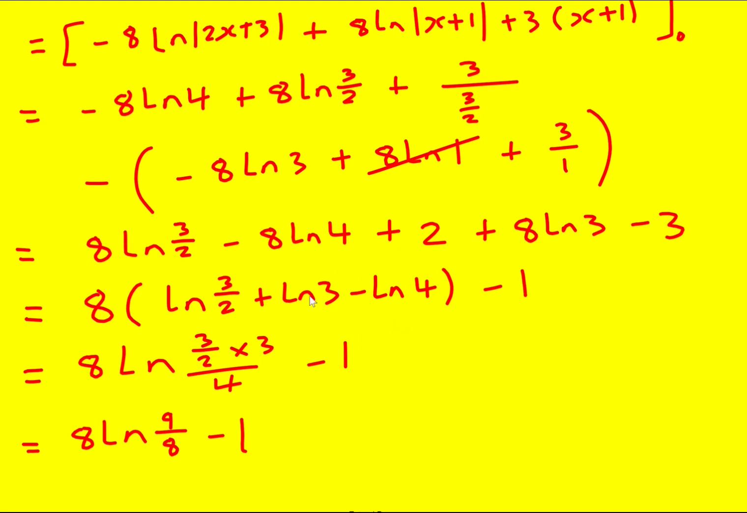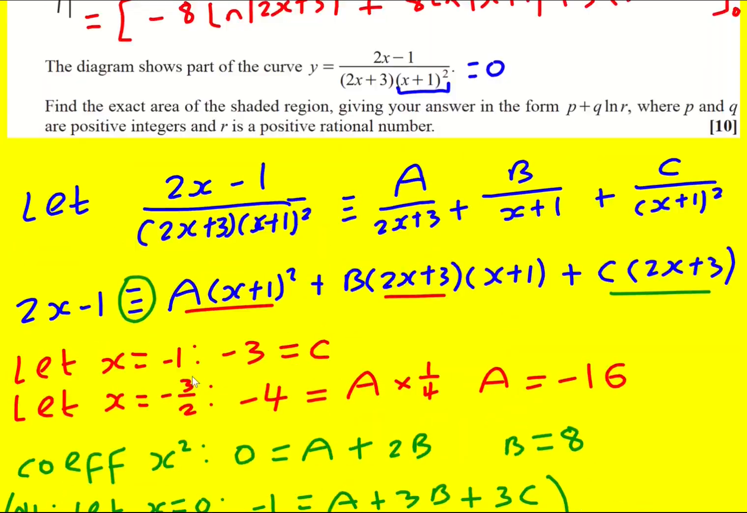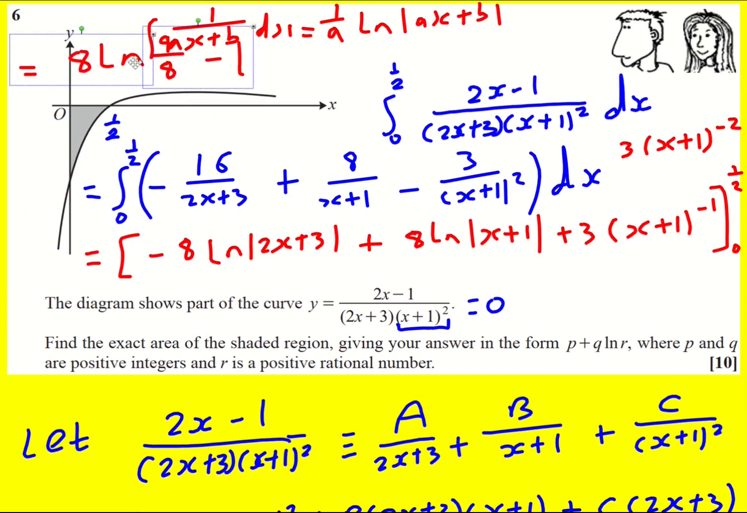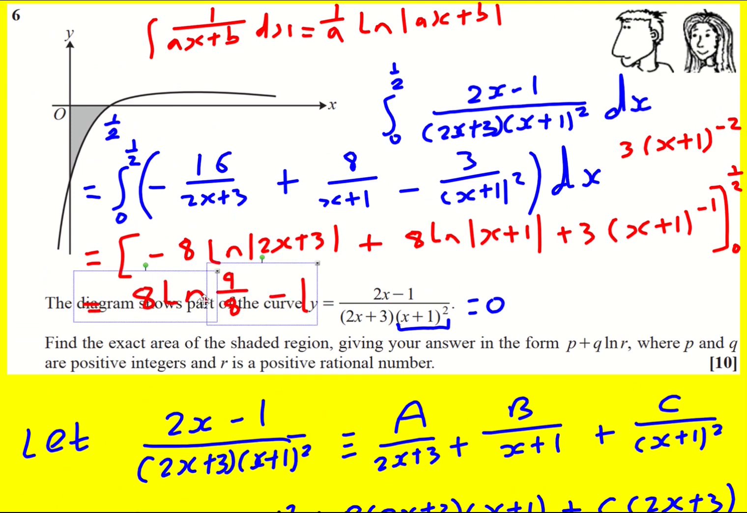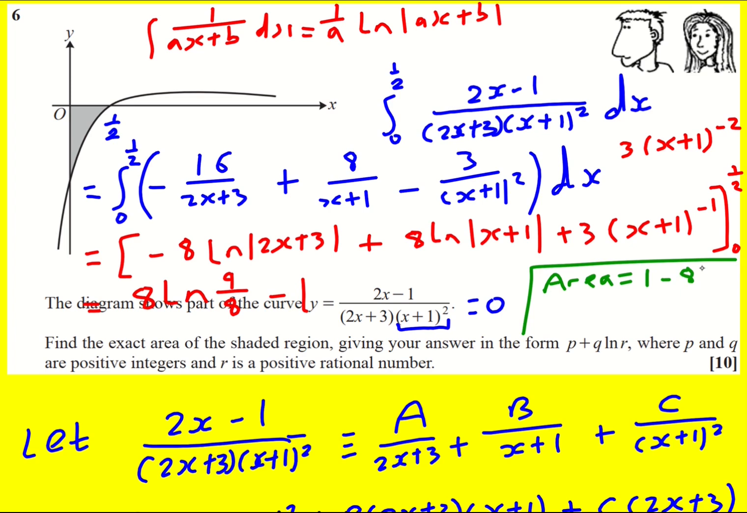All right, we're on to the last step. This is our integral at the moment. So the area, as I said right at the start, we've got a negative at the moment. This 8 ln 9 over 8 is going to be close to 1, but a little bit smaller, I think. And then we're going to be minusing 1 from it. So the area is then going to be equal to 1 minus 8 ln 9 over 8.